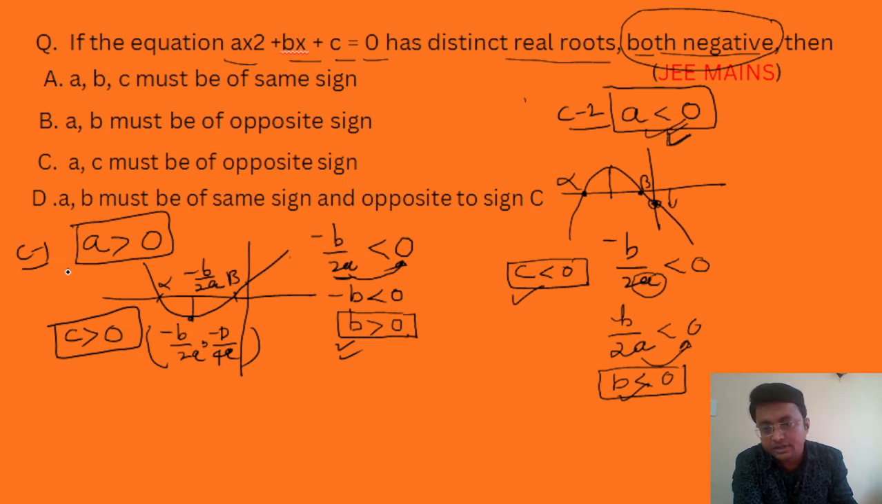In case 1, a positive, c positive and b positive. Now tell me which is the right option. So A is the correct option. Here it is written a, b, c must be of the same sign. I hope you have understood this concept, right?